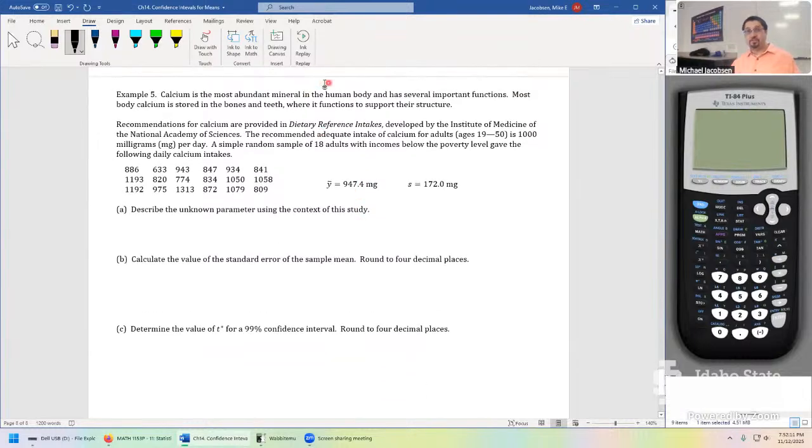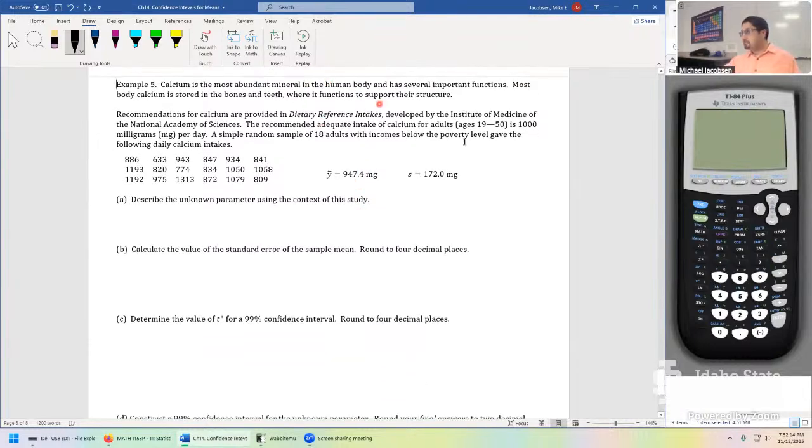So here's our last question for confidence intervals. It starts off with just a reminder that calcium is important. It says, calcium is the most abundant mineral in the human body, has several important functions. We definitely know that's true. Most body calcium is stored in the bones and teeth, where it functions to support their structure. So more information. And usually the first sentence or paragraph here is just getting us all on the same page, kind of context. The study seems to be about calcium based on what we see here.